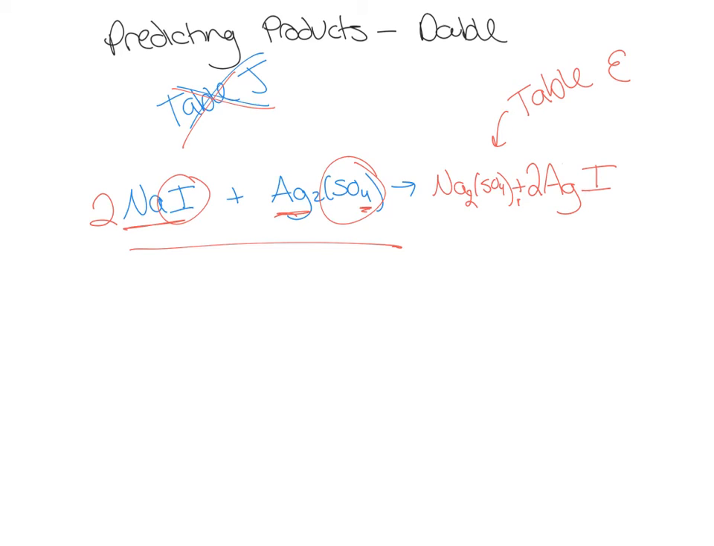Now let's check my silver. I have 2 silvers here, 2 silvers here. That works. 1 sulfate, 1 sulfate. Now I'm balanced. The last step is to look at table F and circle your precipitate.